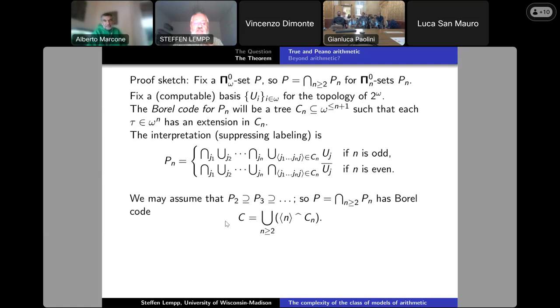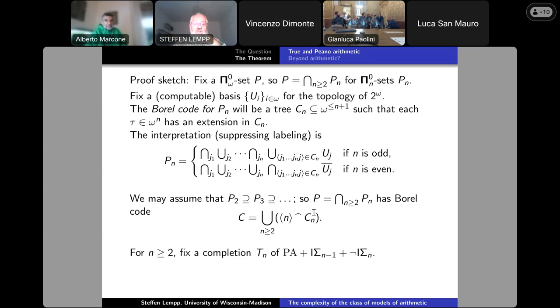I'm also going to assume that the Pn form a descending chain of sets. So therefore, I can think of P as the intersection of Pn with a Borel code which is precisely of this form. Actually, it should be an intersection over n of these sets here. Sorry, yeah, it should be intersection. Okay, so that gives us a Borel code for the set.